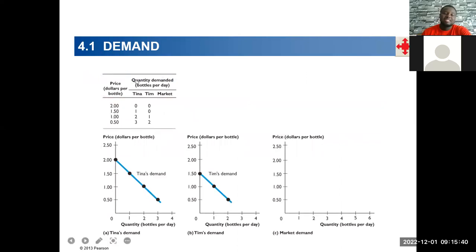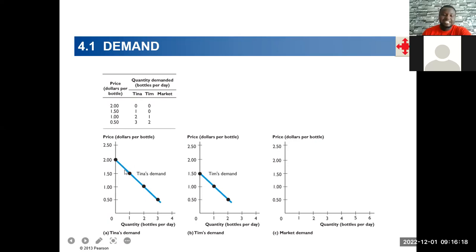This is the demand schedule for Tina and Tim. When price was 2, Tina didn't buy anything at all, so 0. Tim also bought 0. When price came to 1.5, Tina bought 1, but Tim still didn't buy anything. Then when price came to 1, Tina bought 2, and Tim bought 1. Price reduced again, and they increase their purchases.